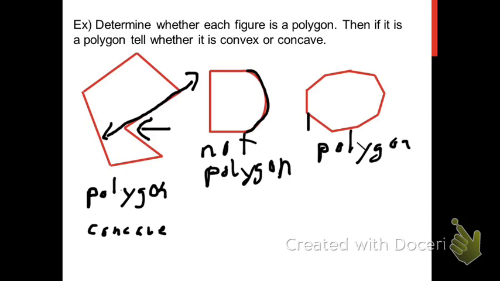Whereas every side in this third figure, if you were to extend, none of the lines that you extend would ever possibly go through the figure, and so that makes that a convex polygon.